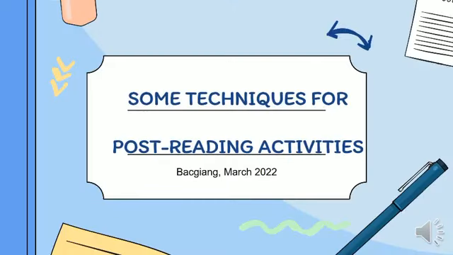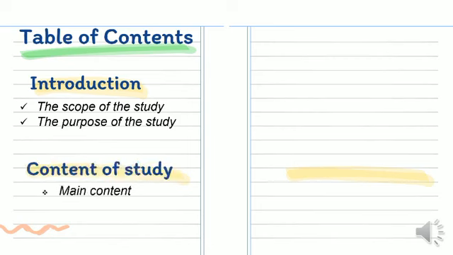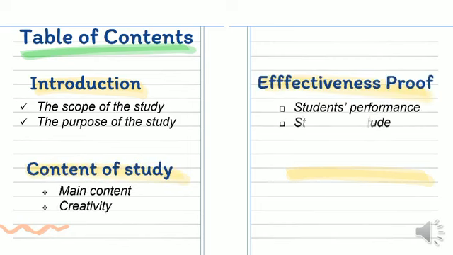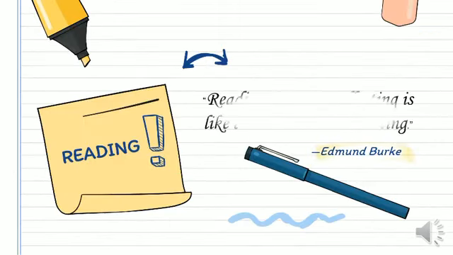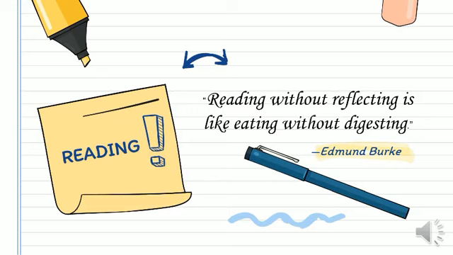Now I will give you the table of contents of the introduction, with four parts: the introduction, the content of the study, the effectiveness proof, and the author's pledge. Edmund Burke said that reading without reflecting is like eating without digesting. Reflecting, or post-reading activities, plays a very important role in reading activities. So I put my study in focus with this activity.